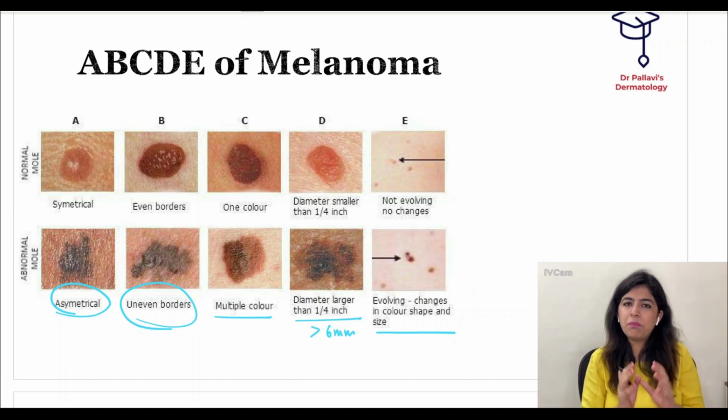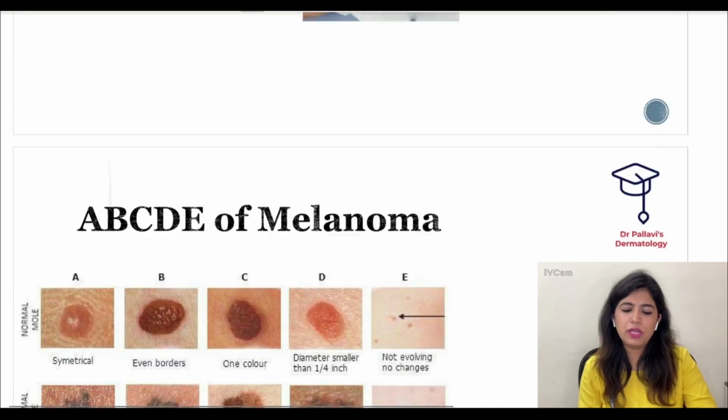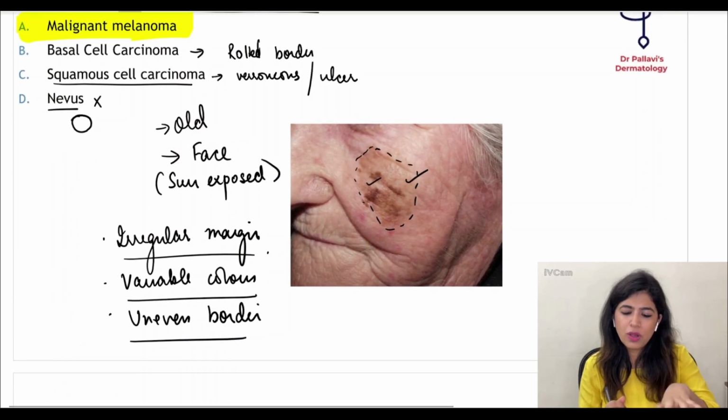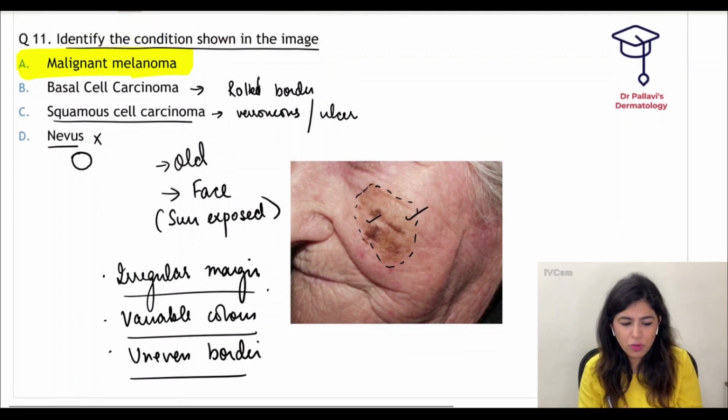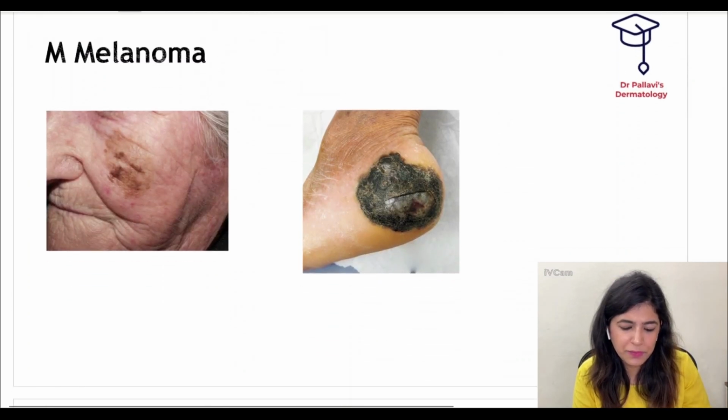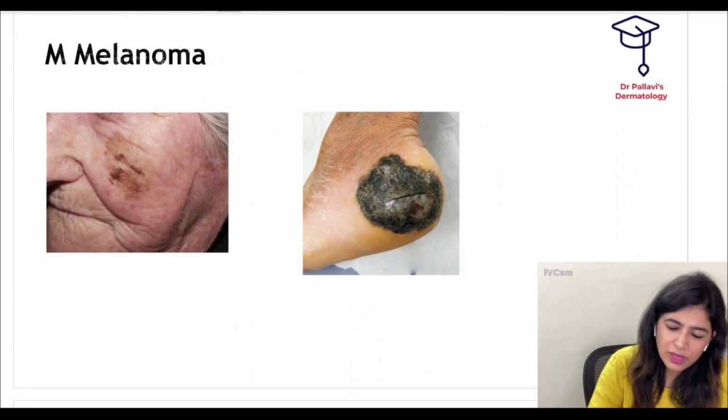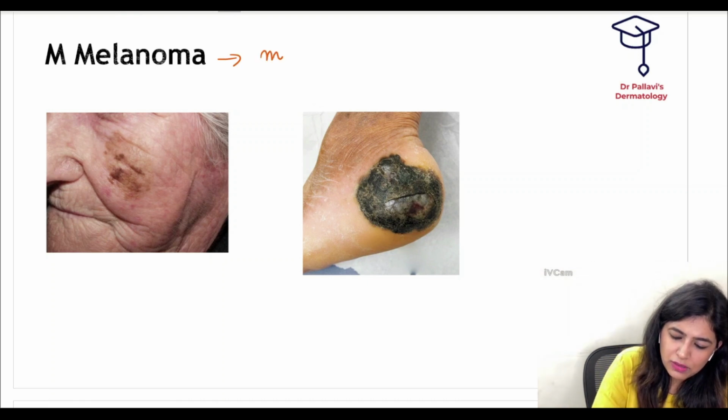So when you look at a pigmented lesion, do its ABCDE. Asymmetry, border, color, diameter, and evolution. When you come back to the image here, all these points favor our diagnosis of a malignant melanoma, which makes option A our answer here. Now, some more points about malignant melanoma. This is a tumor of the melanocytes. Generally happens in the sun-exposed areas.